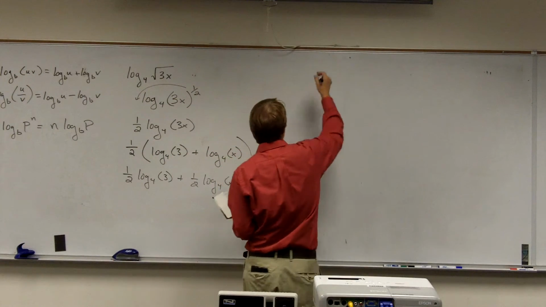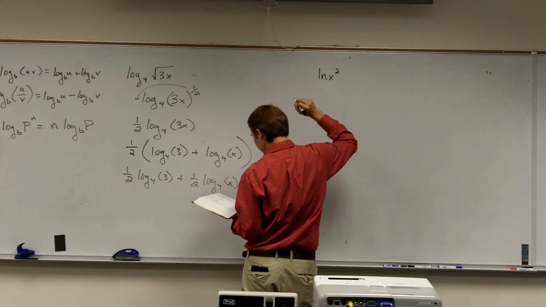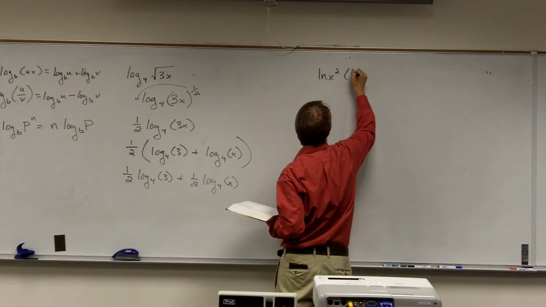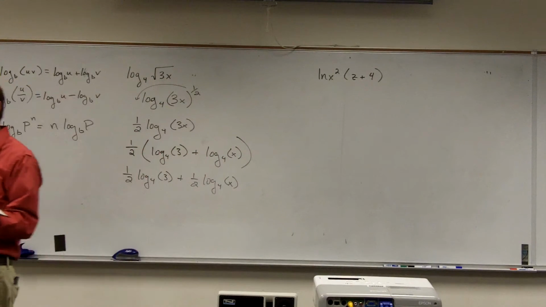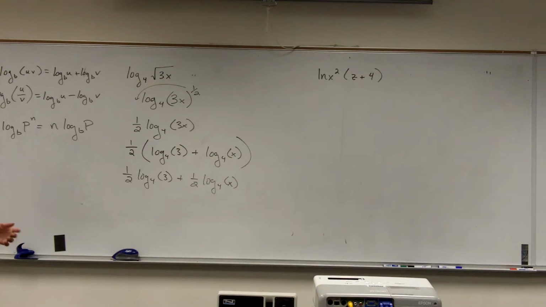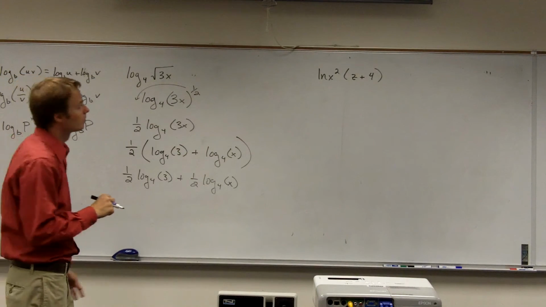What about this one? Natural log of x squared times z plus 4. Remember, natural log is just log base e. It just has a special shorthand way of writing it.